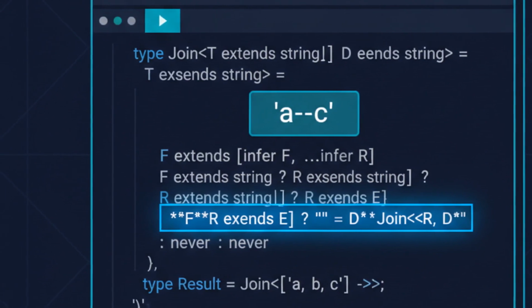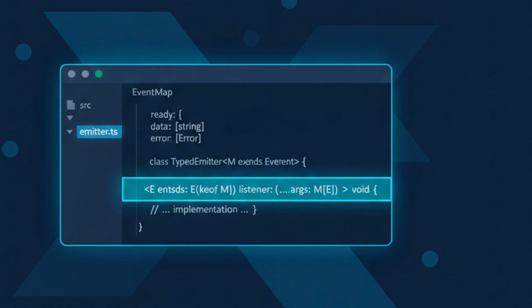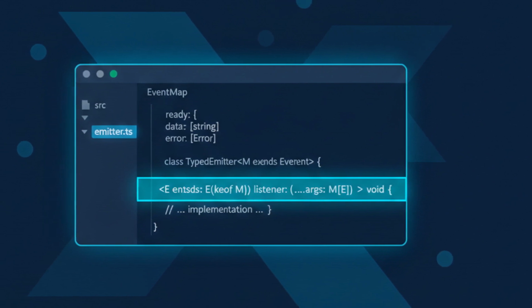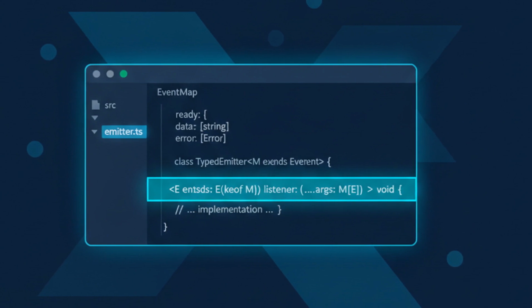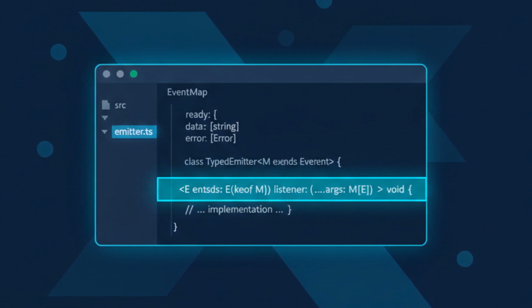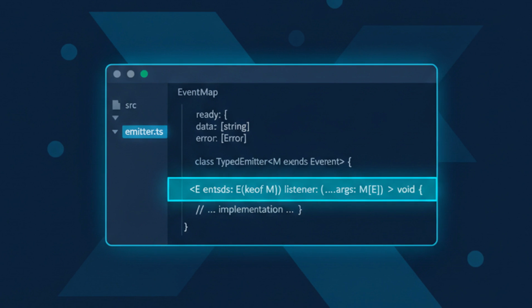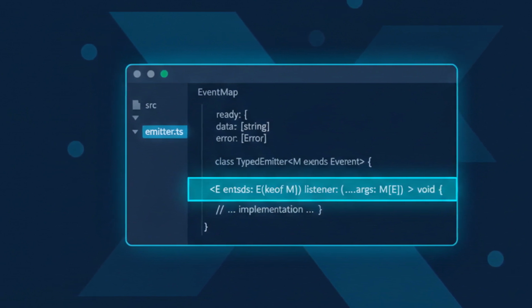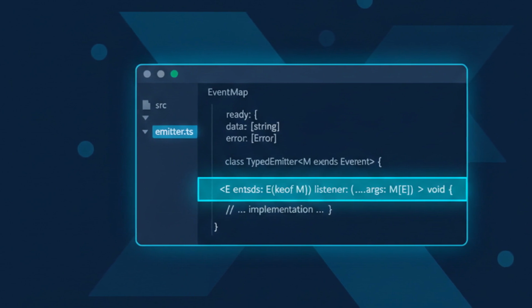Transform, then reassemble. Let's put this to work in something you'd actually ship. We'll build an event emitter where the event names and their payload types live in one map. Using a map type over that map, the on method only accepts event names that exist, and the callback's argument is correctly typed to match. Misspell an event, and TypeScript stops you cold. At the keystroke, not at runtime.